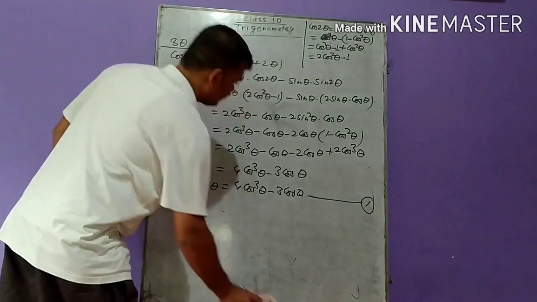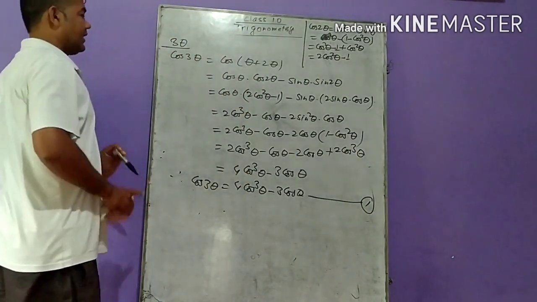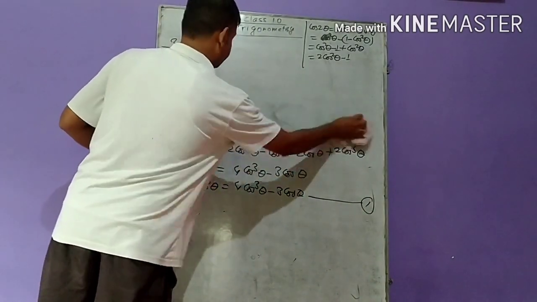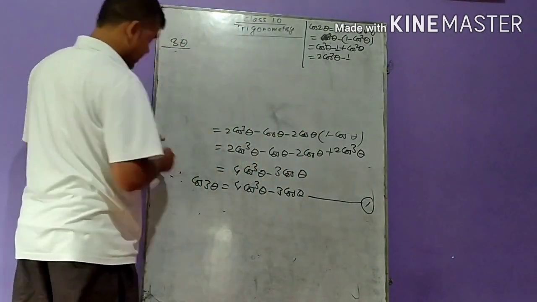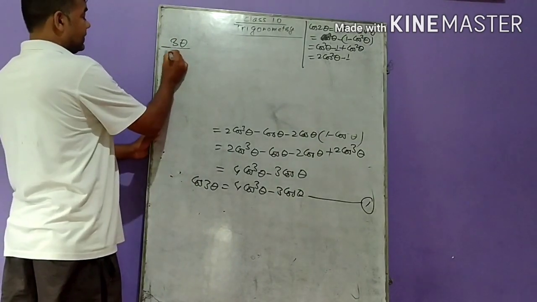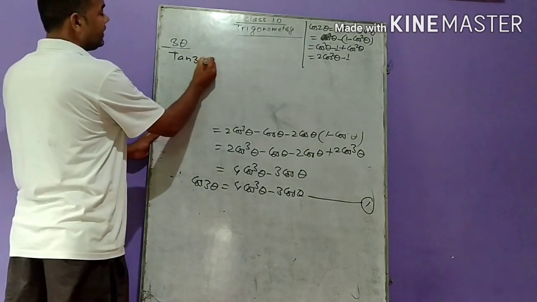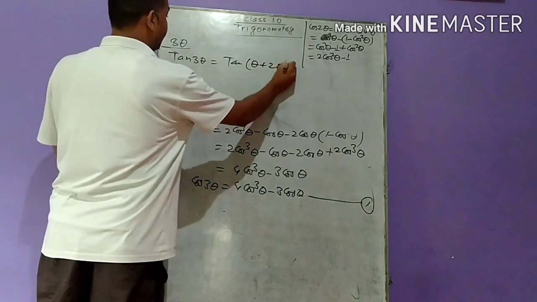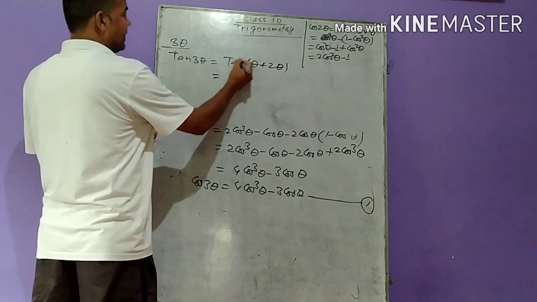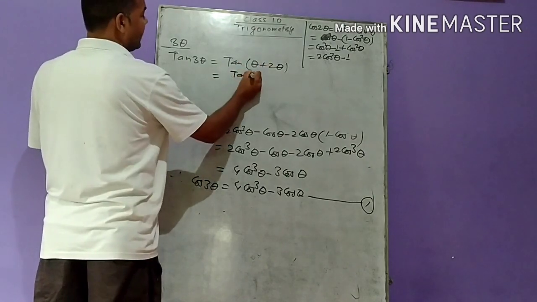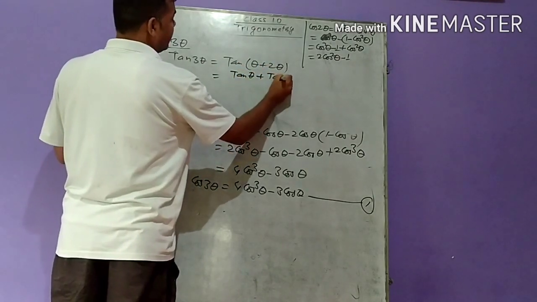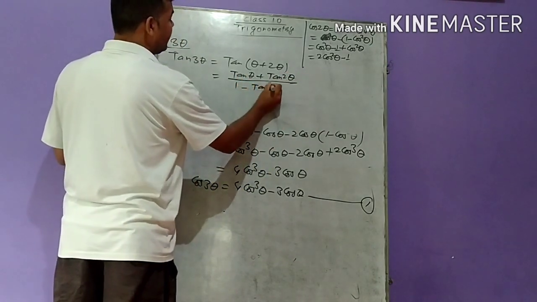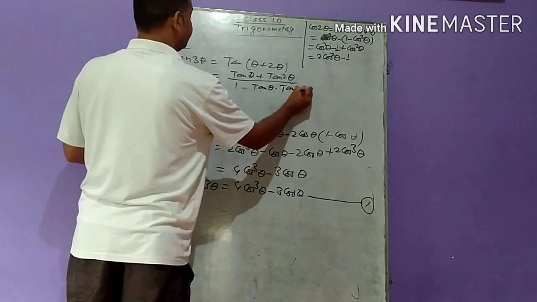Now in the same way we can also derive tan 3 theta. Tan 3 theta can be written as tan of theta plus 2 theta. We know that tan of A plus B means tan A plus tan B upon 1 minus tan A into tan B.